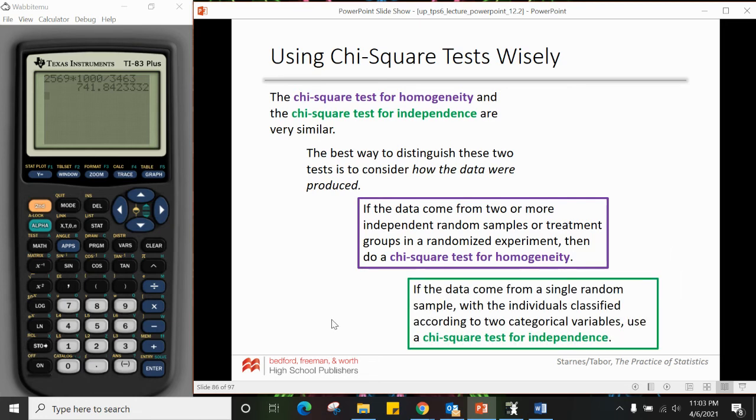If the data comes from a single random sample with the individuals classified according to 2 categorical variables, use a chi-square test for independence. Okay, so this is the kind of red light here that you want to make sure you have down so you know which type of test to use.